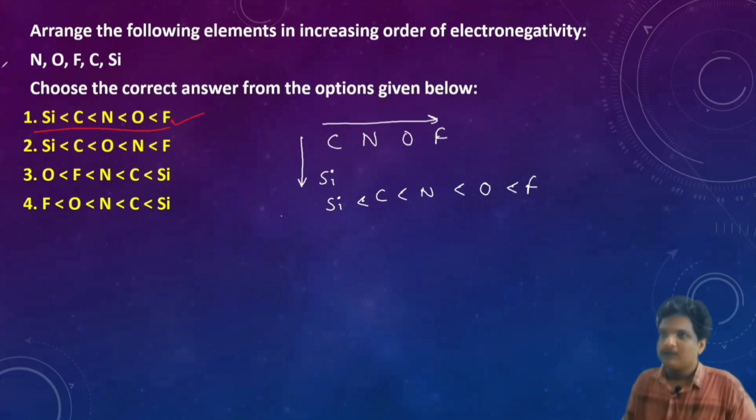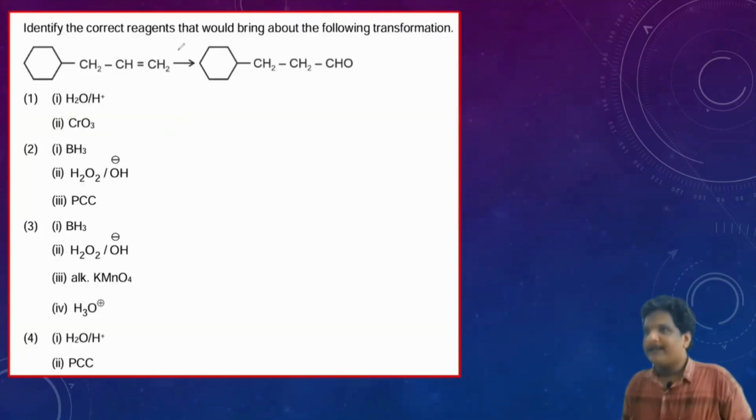Okay, now let us move on to our next question. Identify the correct reagents that would bring about the following transformation. Here they have given an alkene and the product is an aldehyde. In order to get this product from this reactant, what are the reagents that we are using?